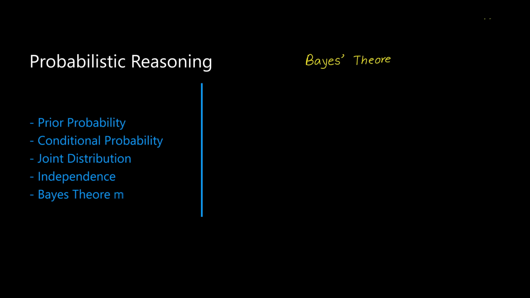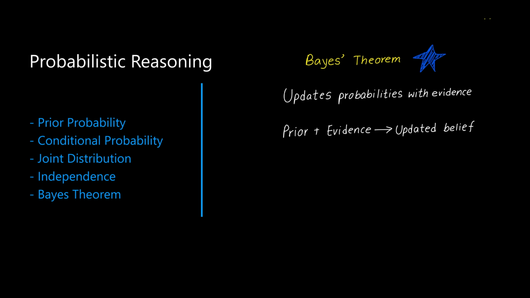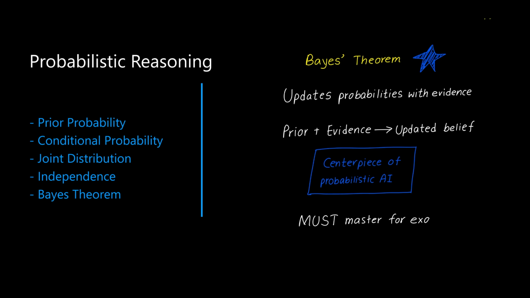Bayes' theorem is the centerpiece of probabilistic AI. It updates probabilities based on new evidence. You have a prior belief, you observe something new, and Bayes' rule tells you exactly how to revise your belief. Master this formula because it shows up everywhere on the exam.